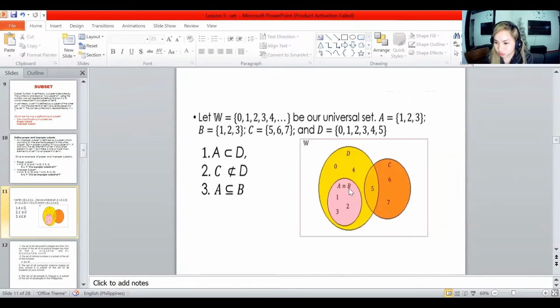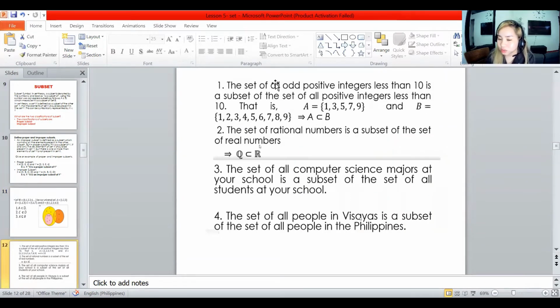A is equal to B. So, 1, 2, 3. So, that is a subset po. Another example po, sa words naman po ito.